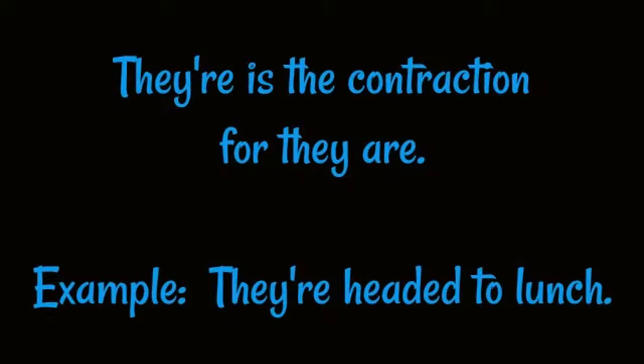They're, T-H-E-Y apostrophe R-E, is the contraction for they are. In my example, they're headed to lunch. It's just like saying they are headed to lunch, and either one of these is fine. But if you're going to use the contraction and the apostrophe, use it correctly. They're stands for they are.